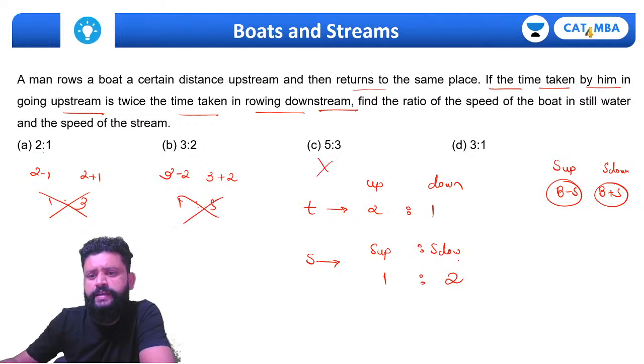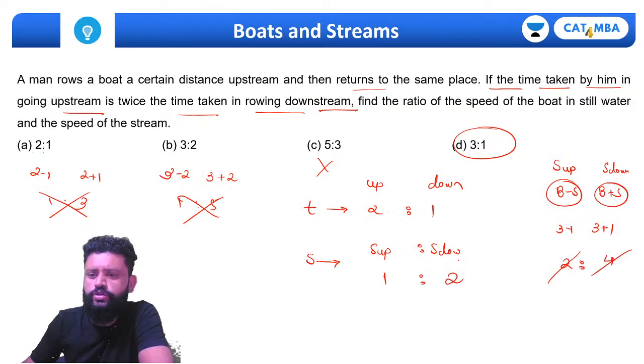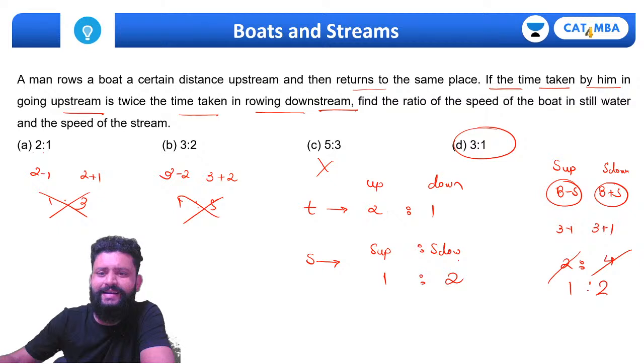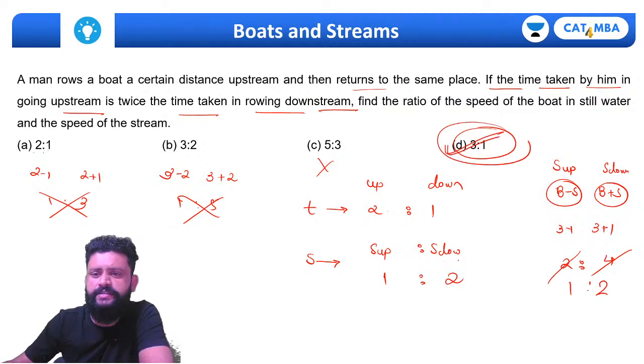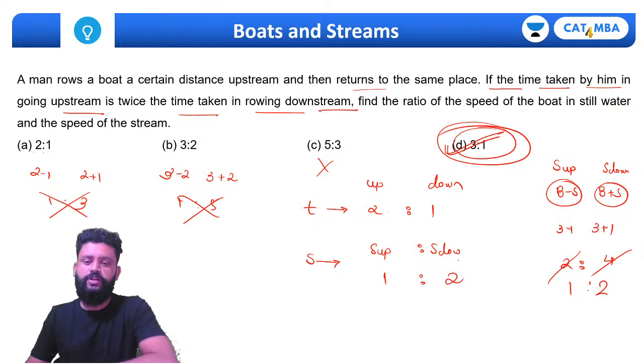Not there, this also will not work. If we check this answer, 3 minus 1, 3 plus 1, it will be 2 and 4, and the ratio comes out to be 1:2. That's the desired result we want. So that's a really simple question if you go by the answer options.